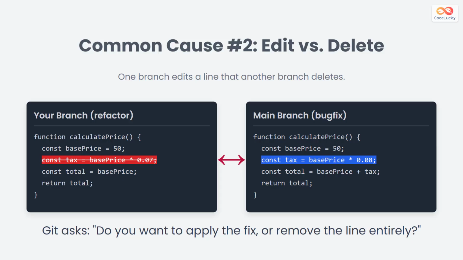Another common scenario is when one person edits a line of code that another person has deleted. For instance, maybe a teammate is fixing a bug in a line of code, while you are refactoring the code and removing that same line entirely. Git gets confused. Should it apply the bug fix, or should it proceed with deleting the line? It needs you to clarify the final intention.